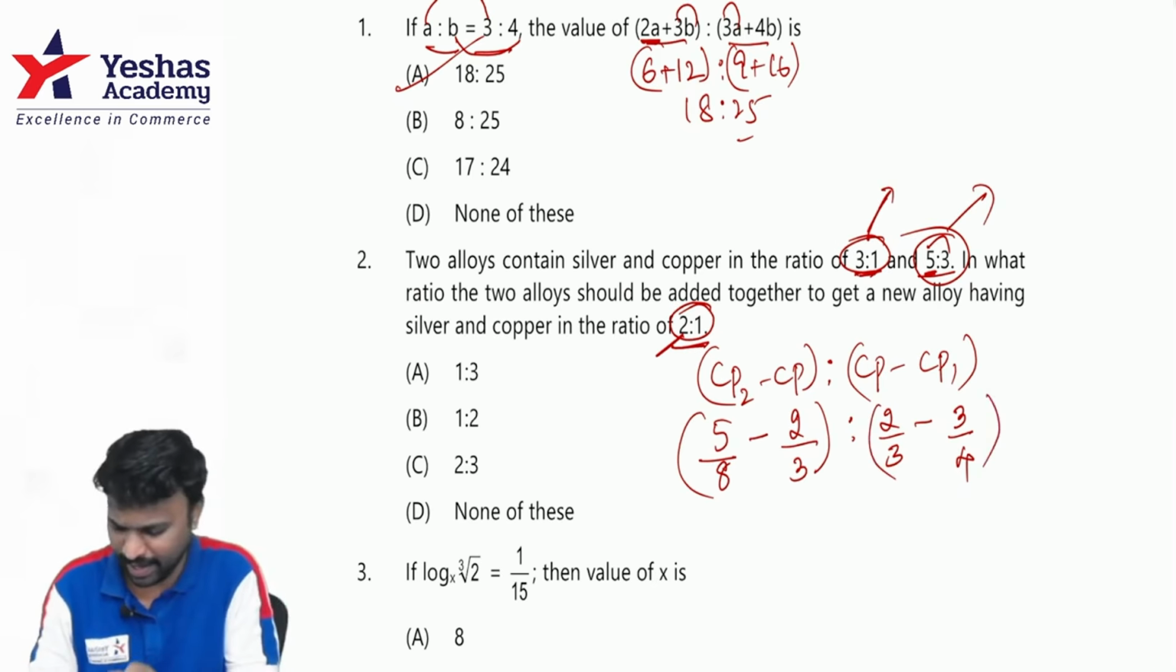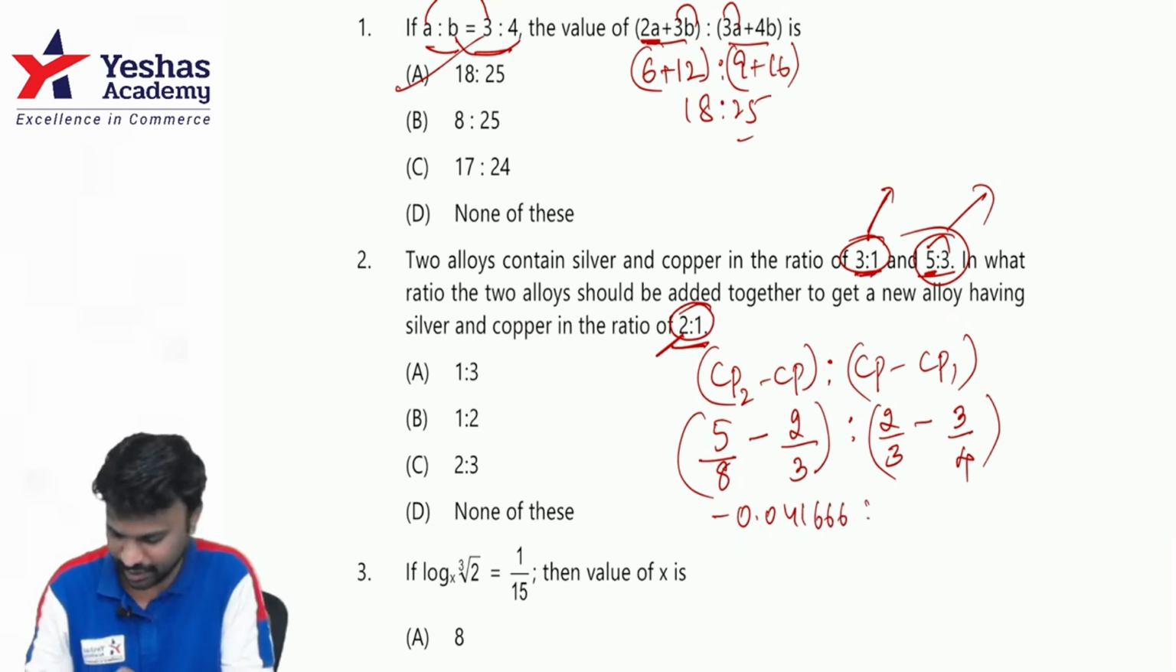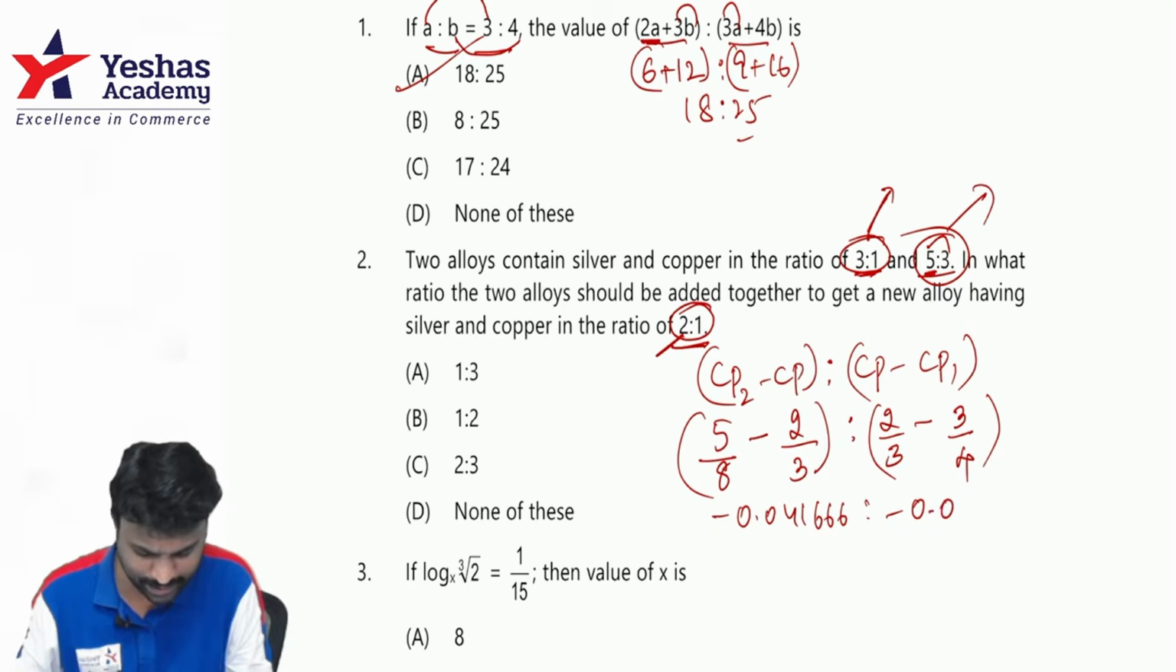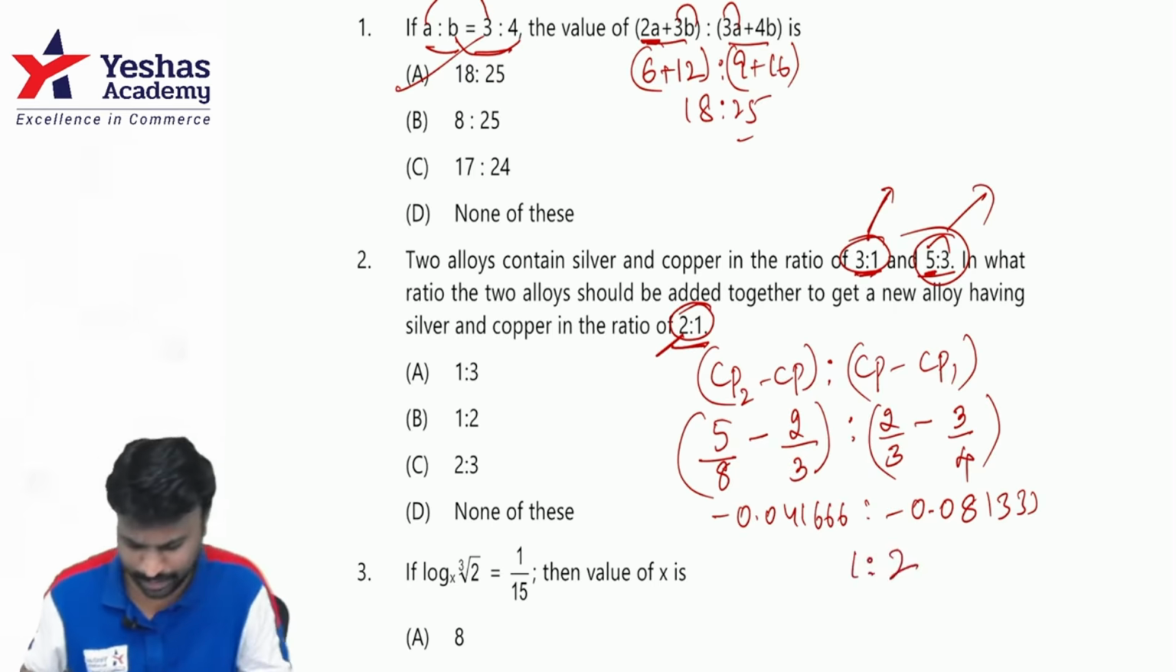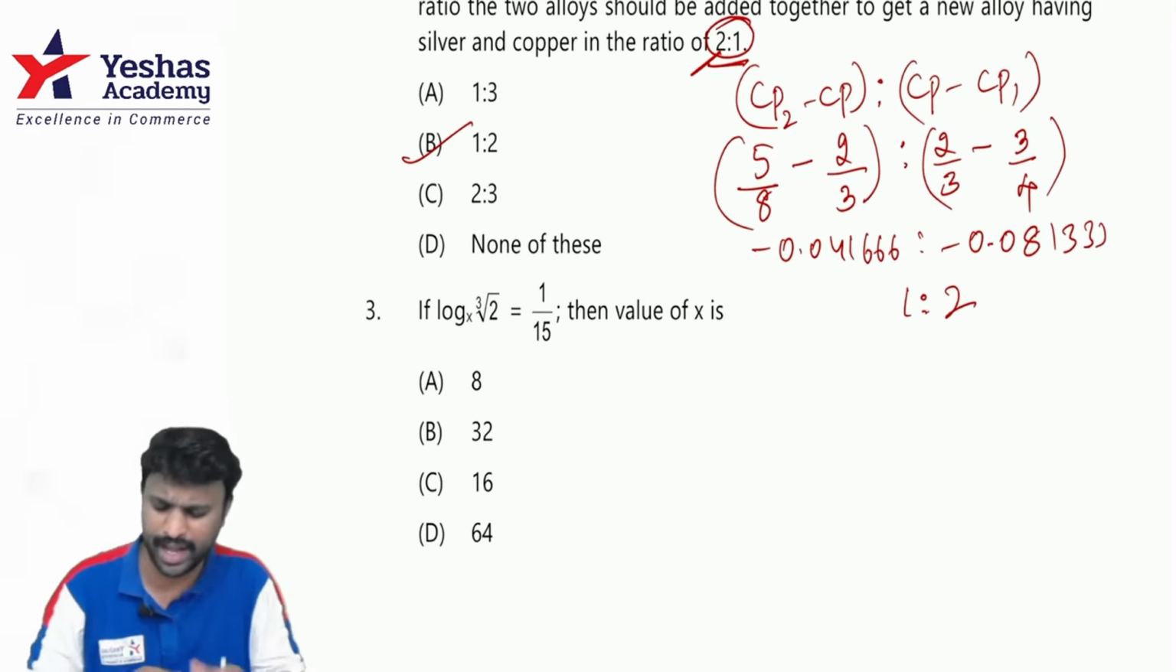Simplify this. 5 by 8 minus 2 by 3, you get minus 0.041666. And second thing, 2 by 3 minus 3 by 4, you get minus 0.081333. Guys, if you see, it is 1 is to 2, isn't it? Minus minus cancel, it's 1 is to 2. Option B is the right answer. Moving on to the next question.